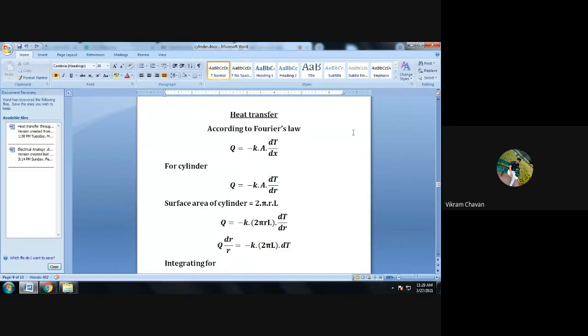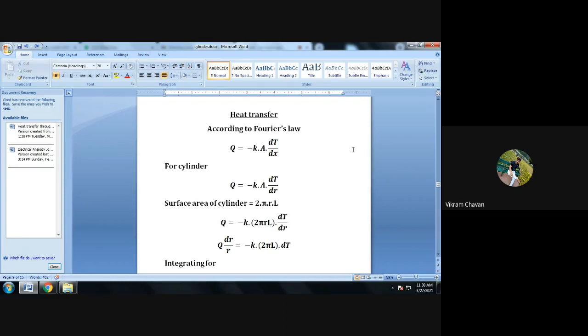Heat transfer in a hollow cylinder, that is within the cylinder. Heat is transferring from the internal surface of the cylinder to the external surface. So that heat transfer, within the thickness of the cylinder, will be considered as conduction heat transfer. For that reason, we need Fourier's law for heat conduction to determine the heat transfer for the cylinder.